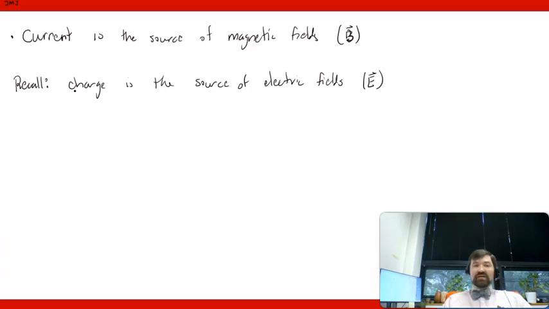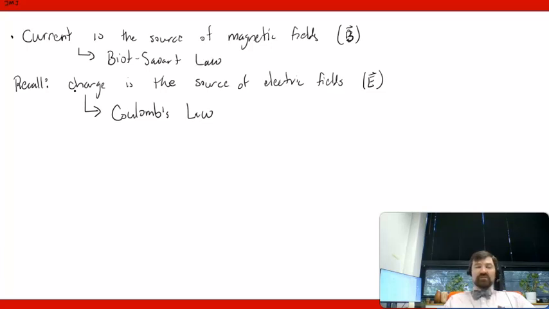In the same way, we might recall that charges in general, whether they're moving or not, are the source of electric fields. This whether-they're-moving-or-not clause may be of some interest in a future set of lectures, but for now, we'll set it aside. So charges produce electric fields. Current, moving charges, produce magnetic fields. With electric fields, we used Coulomb's law. With magnetic fields, we use the Biot-Savart law.